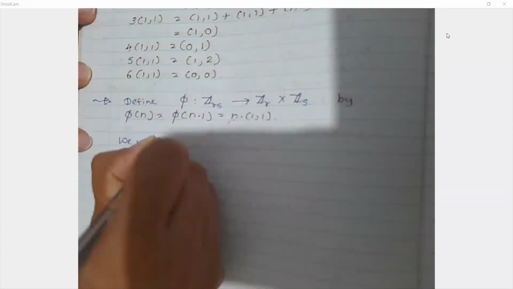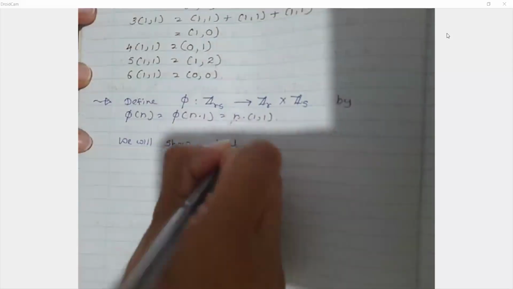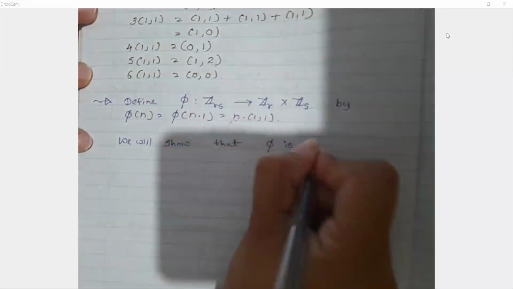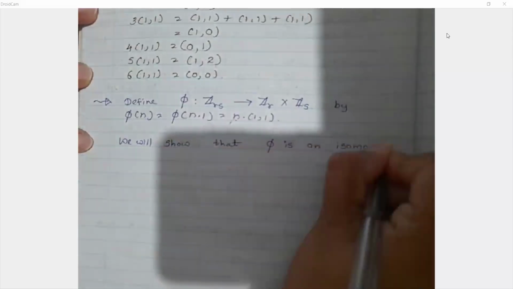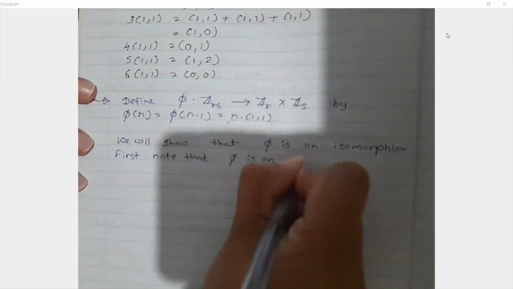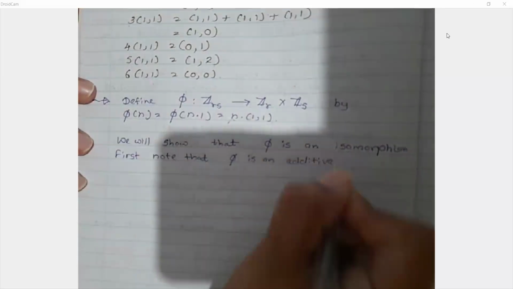We will show that it is an isomorphism. First note that phi is an additive isomorphism. Additive isomorphism.